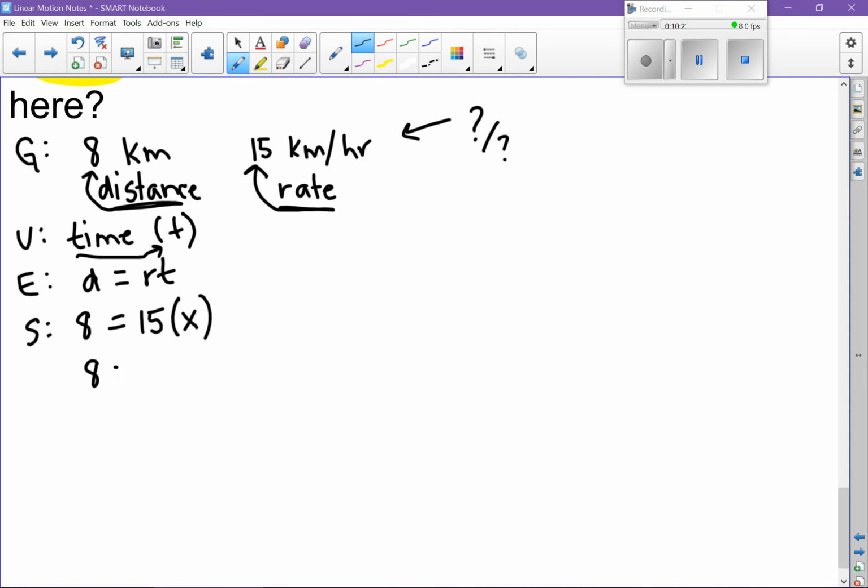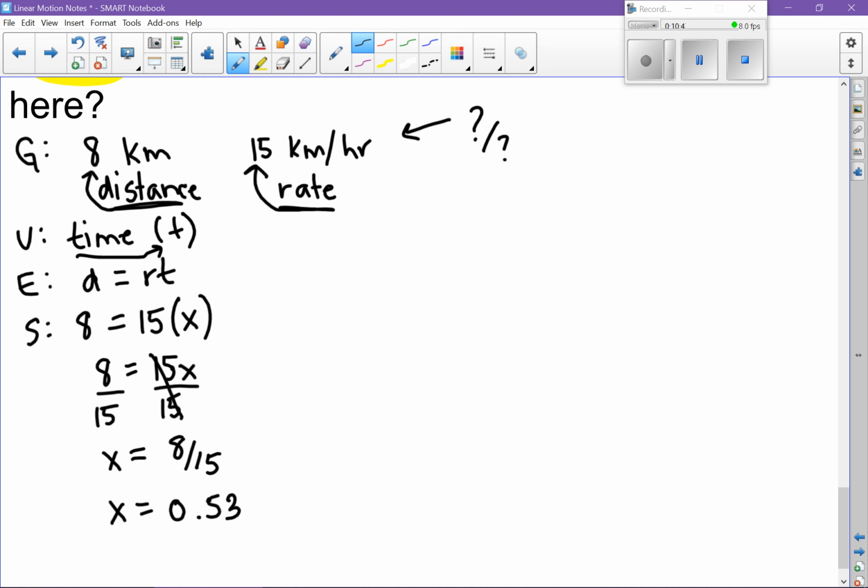So now if we're going to solve, 8 equals 15x. We're going to divide both sides by 15. Remember to show that work, okay? We end up with x equals 8 over 15. Put that into your calculator, and let's see, I get 0.53, and because we were looking for a time, it's 0.53 hours, so it's about a half an hour.